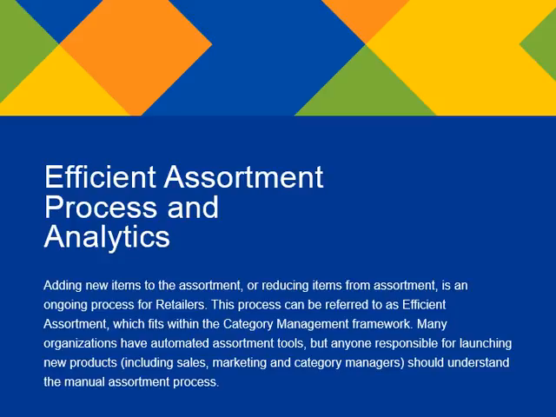Adding new items to the assortment or reducing items from assortment is an ongoing process for retailers. This process can be referred to as efficient assortment, which fits within the category management framework. Many organizations have automated assortment tools, but anyone responsible for launching new products, including sales, marketing, and category managers, should understand the manual assortment process.